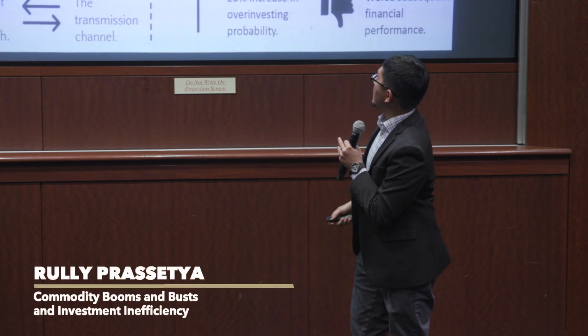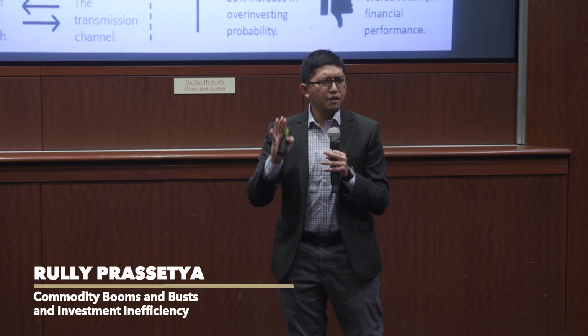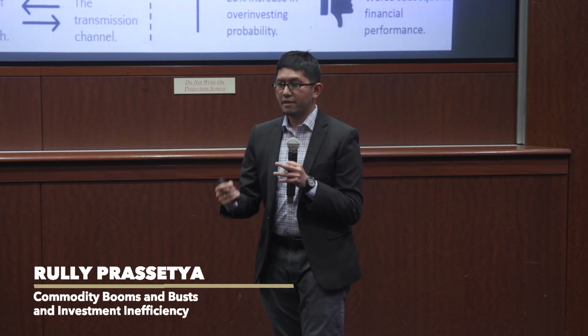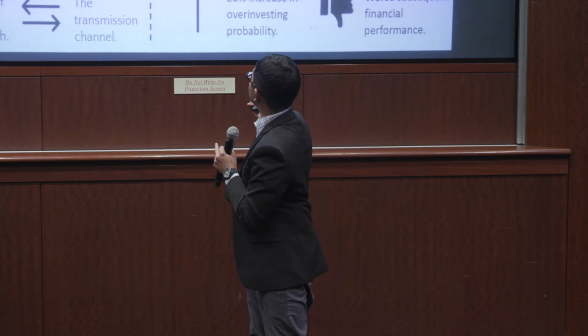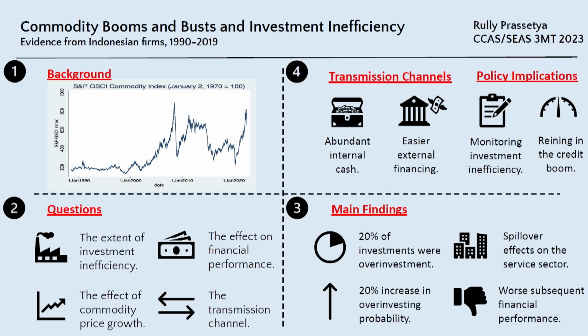So how does commodity price growth affect investment inefficiency? I found two channels in the data. First one is internal financing. Firms that overinvest have 5 times more cash compared to firms that underinvest. Second is external financing. Firms that overinvest typically pay a lower interest rate compared to firms that underinvest. So this easy financing might facilitate the managers to invest more recklessly.